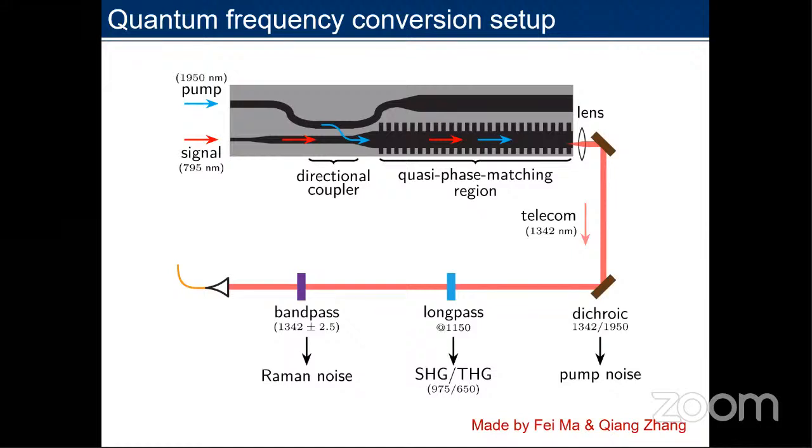The waveguide was made by Fei Ma and Qiang Zhang. By coupling in a strong pumping beam at 1950 nanometer, the signal photon is gradually converted to 1342 nanometer. At the output of the converter, we make use of a series of filters to eliminate noise due to the pumping beam. The dichroic mirror and the long-pass filter are mainly used to eliminate the remaining pumping beam and its double and triple frequency generation. A narrowband filter of 5 nanometer width is mainly used to eliminate the broadband Raman noise.